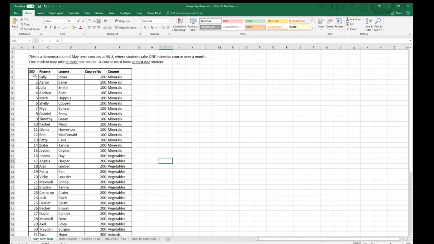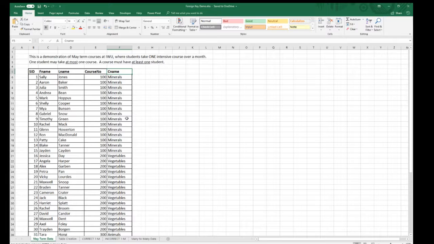So if you take a look at the table, you can see that there are basically two entities represented here. We have student information, so the student ID, the student first name, and the student last name. And then we have course information, so we have a course number and a course name. And they're mixed in the same table.